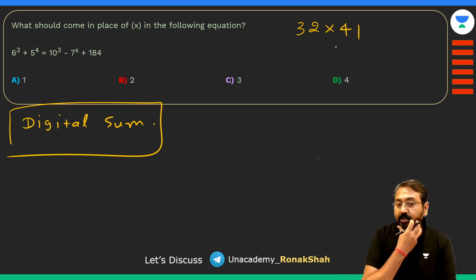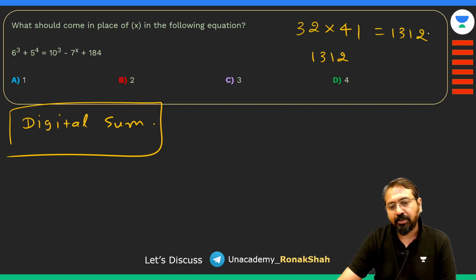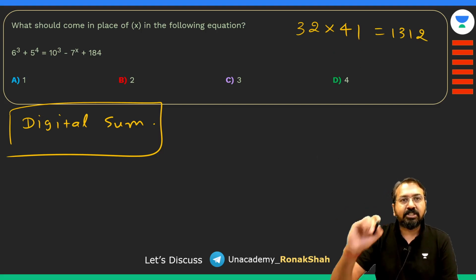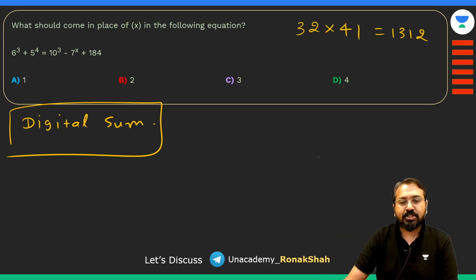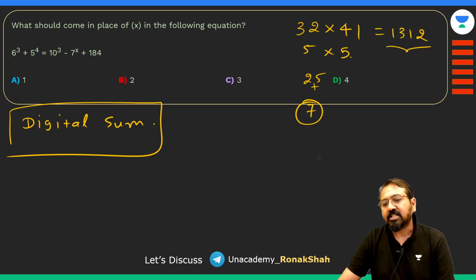So 32 into 40 is what? 1280 plus 32. So it will be 1312. Okay, so let me just write 1312 over here. Now just try to find out the digital sum, which is the single digit result for any number. Just keep adding the digits of that number till you get a single digit result. So what is 3 plus 2? It's 5. What is 4 plus 1? It's 5. 5 into 5 is 25. So what is 2 plus 5? 7. Okay, just check the digital sum on the right hand side.